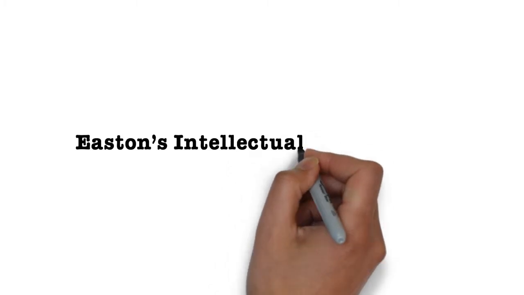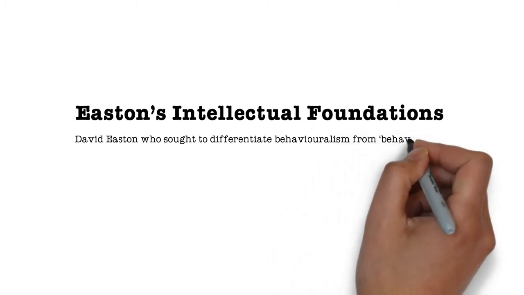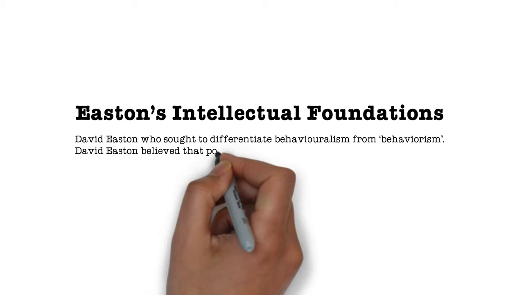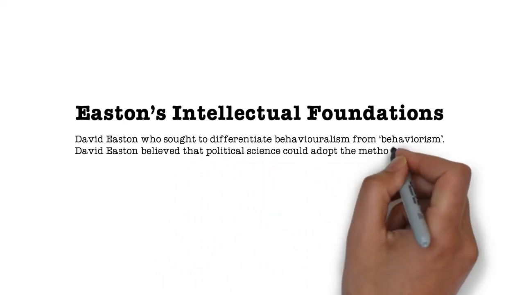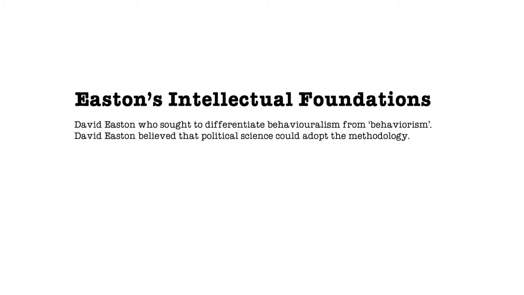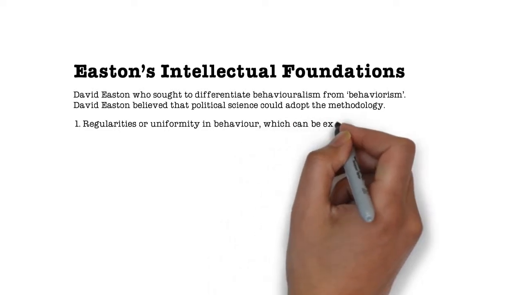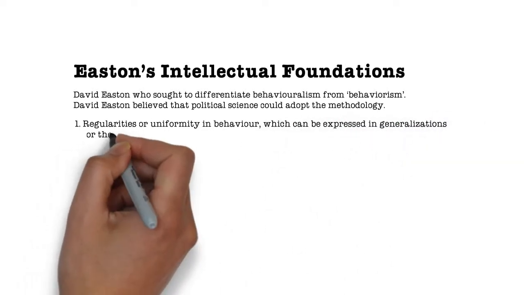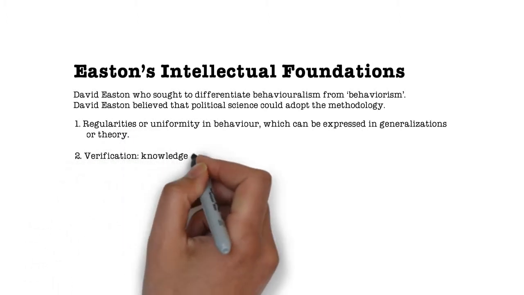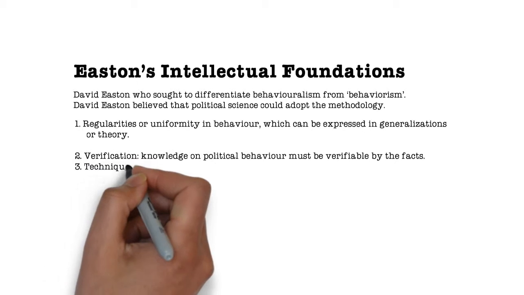Next, we have David Easton's intellectual foundations. It was David Easton who sought to differentiate behavioralism from behaviorism. David Easton believed that political science could adopt the methodology. He outlined 8 major tenets of behavioralism. Number 1, regularities. The behavioralists believe that there is a predictable pattern in political phenomena. There is regularity in political behavior. Such regularities or uniformities can be expressed in generalizations or theories. These theories, in turn, may be used to explain or even predict political phenomena.